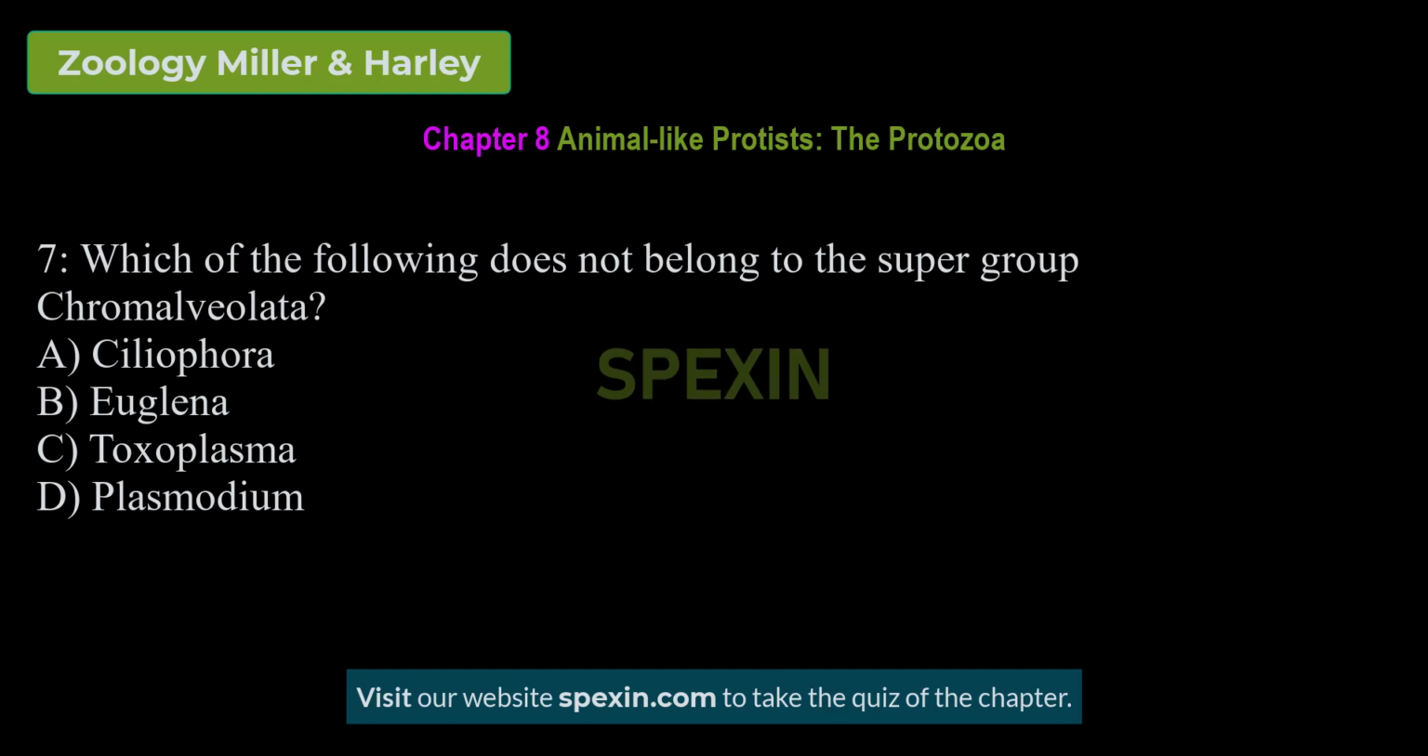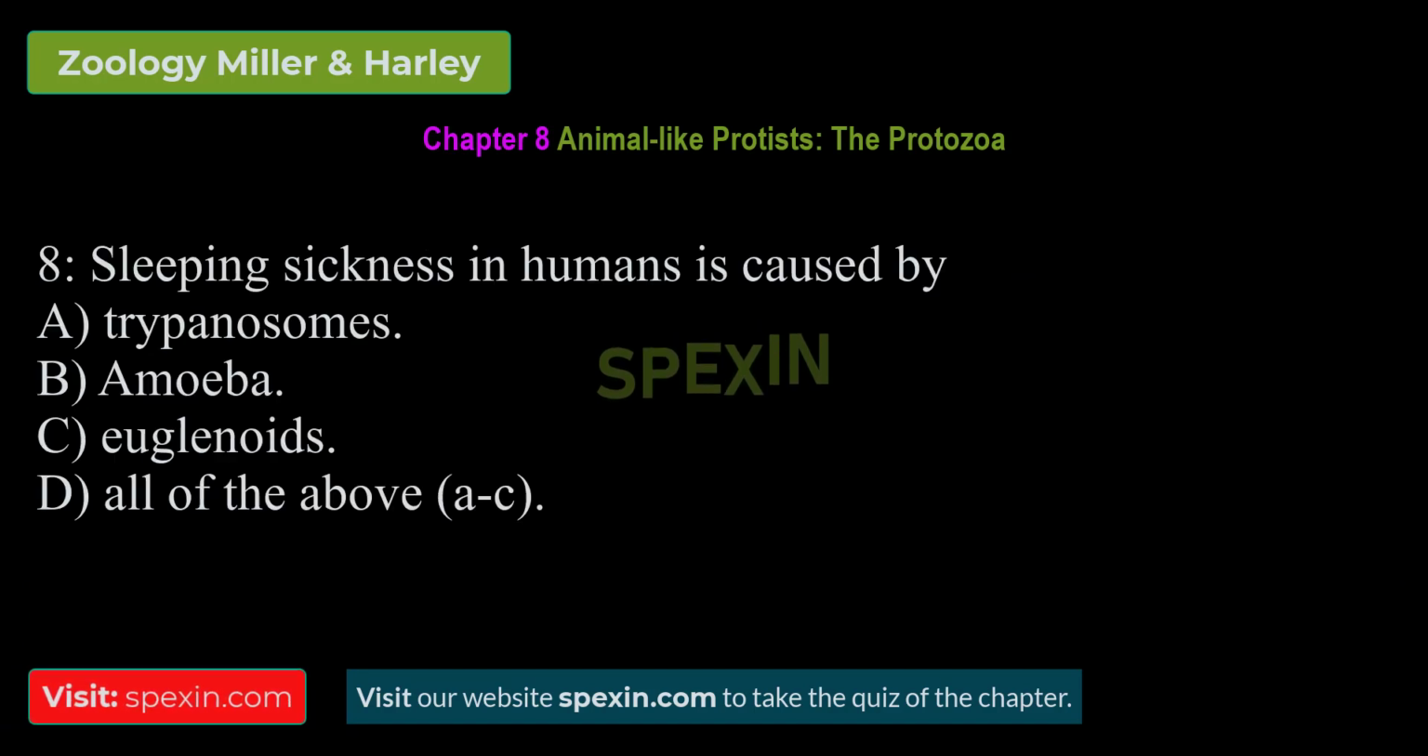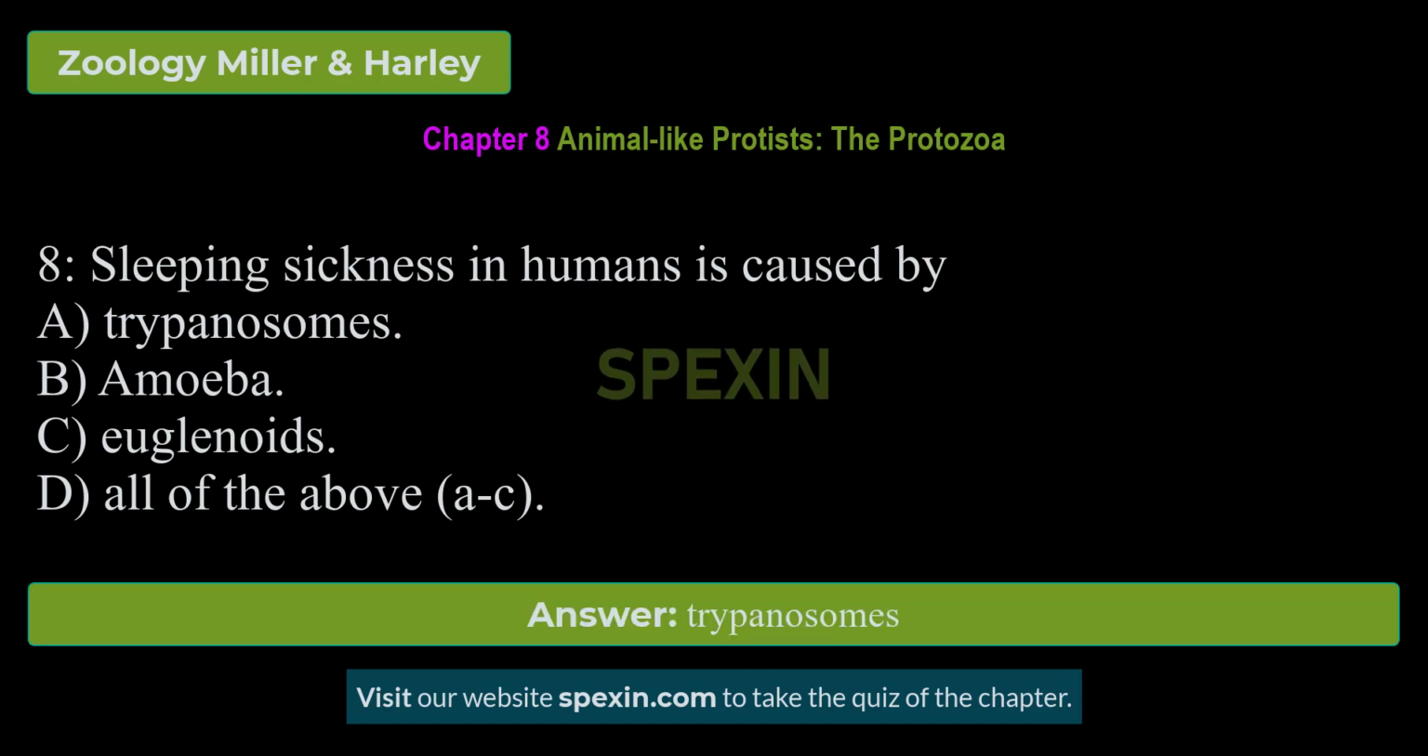Which of the following does not belong to the supergroup Chromalveolata? Coleophora, Euglena, Toxoplasma, Plasmodium. Correct answer: Euglena. Sleeping sickness in humans is caused by trypanosomes, amoeba, euglenoids. All of the above. Correct answer: trypanosomes.